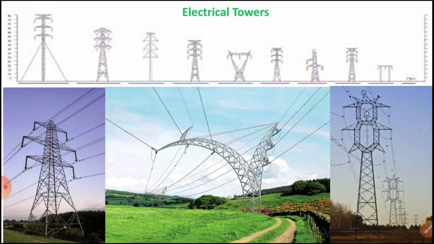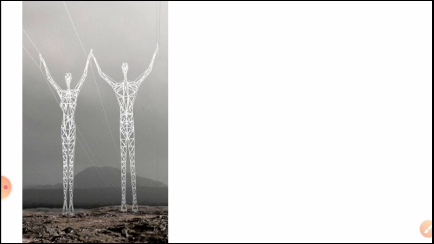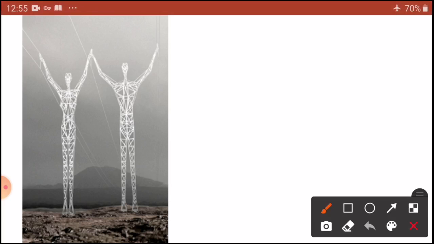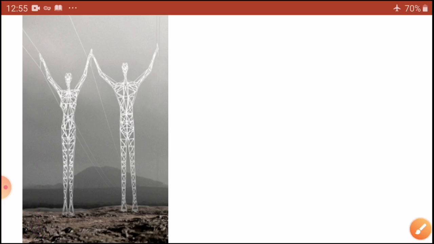Next, another interesting tower is just like human beings. You can see how two human figures are supporting our conductors. You can see the height of our live conductors and the ground clearance. Generally these types of towers are used in remote areas where there are rivers, forests and hills. And you can see another type of tower also.